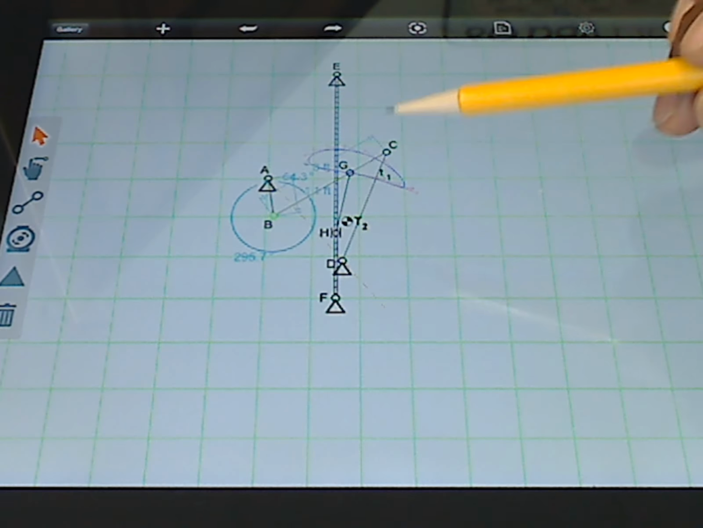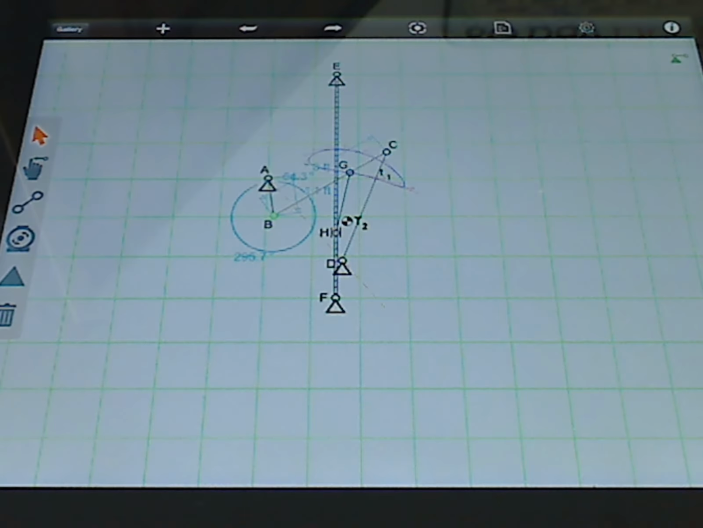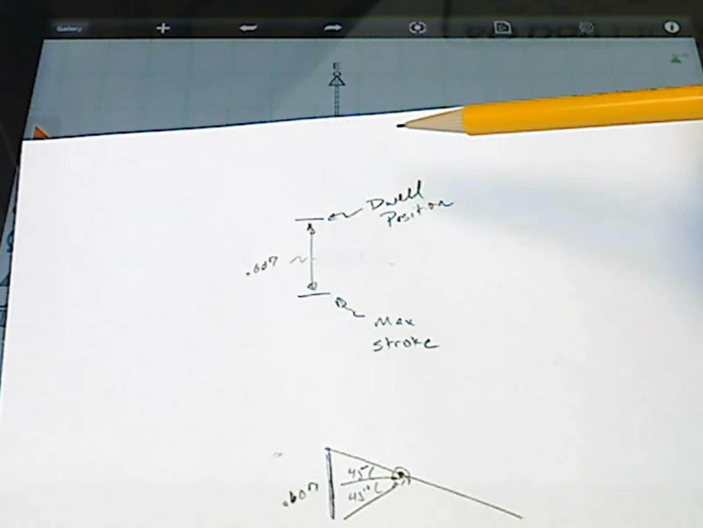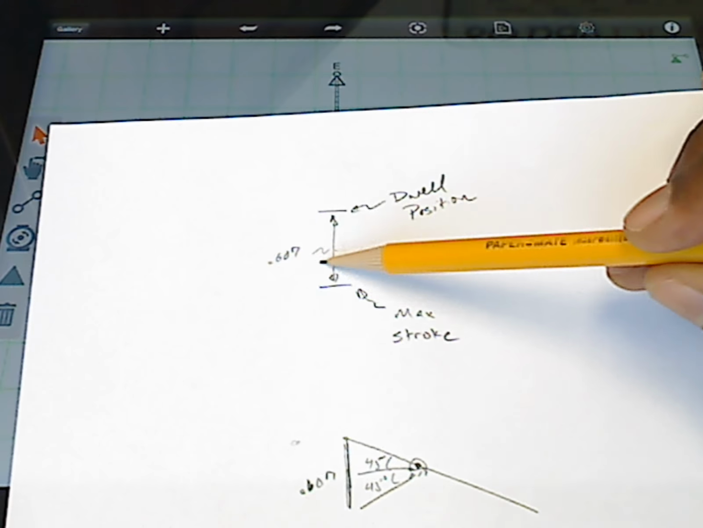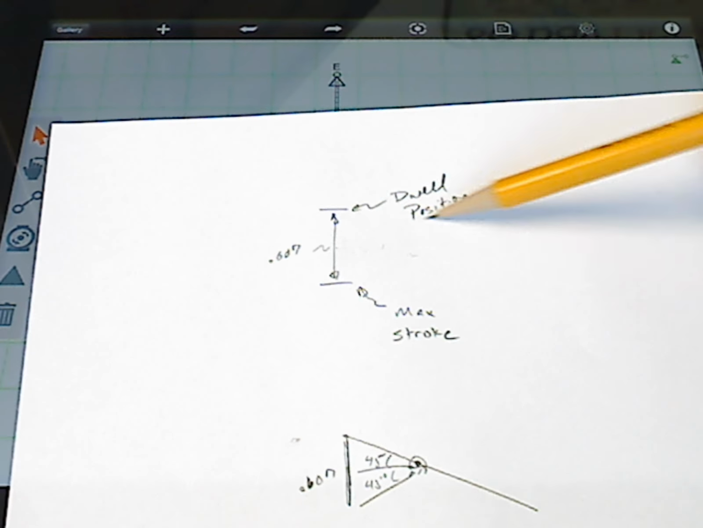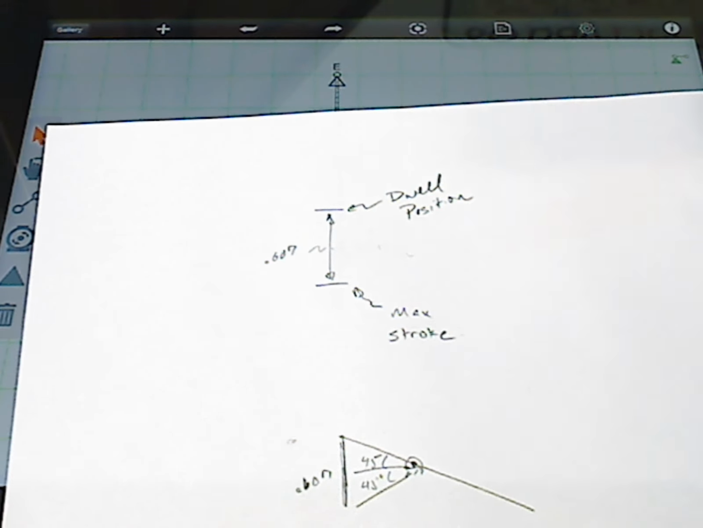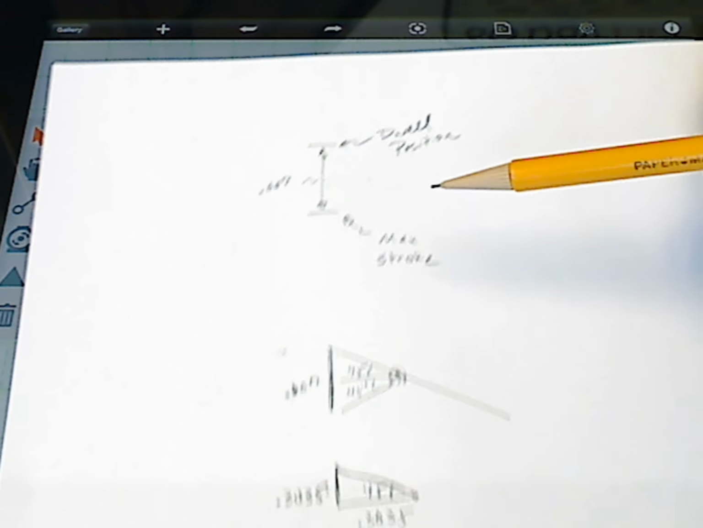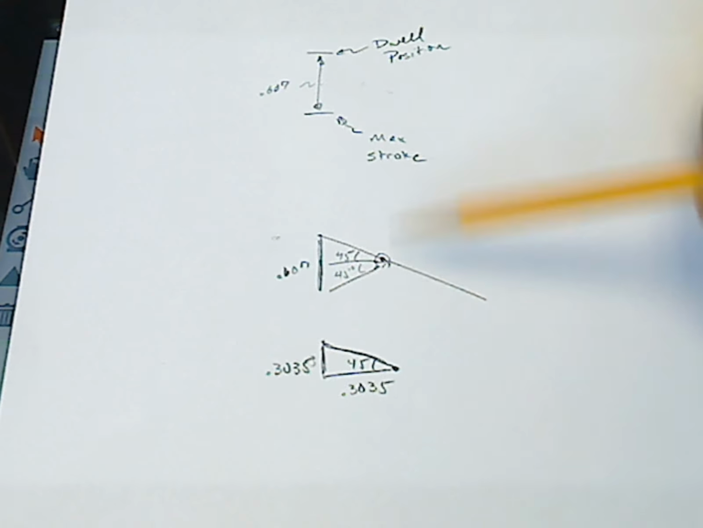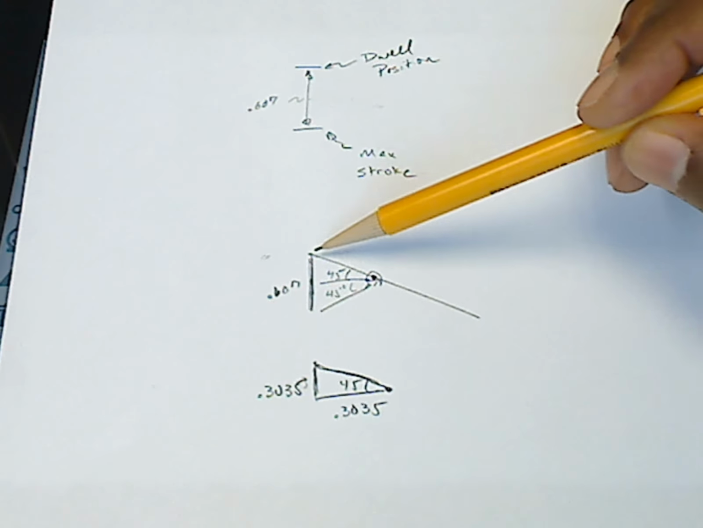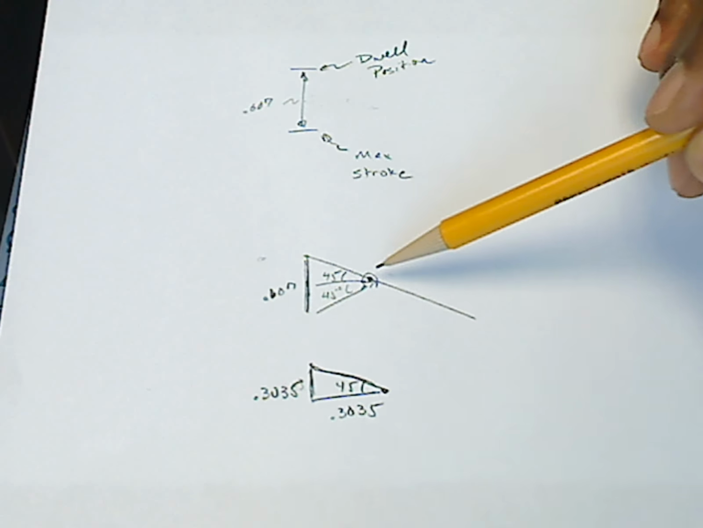And I've done that previously. That distance measured out to be approximately 0.607, the distance from the dwell position to the maximum stroke position. And if I want a 90-degree output, I can know that I'm going to have some kind of extra link placed in, with some ground.